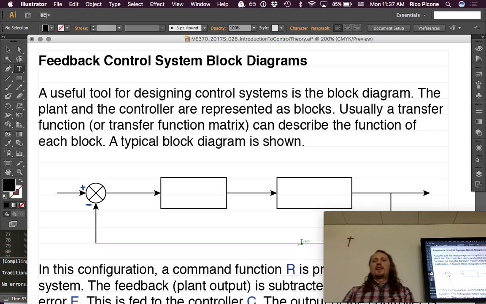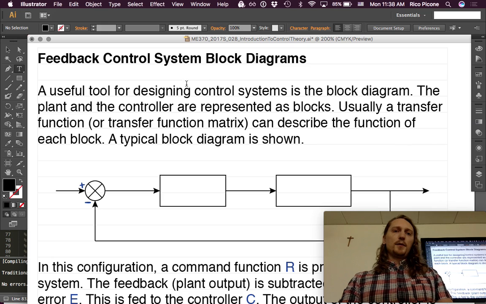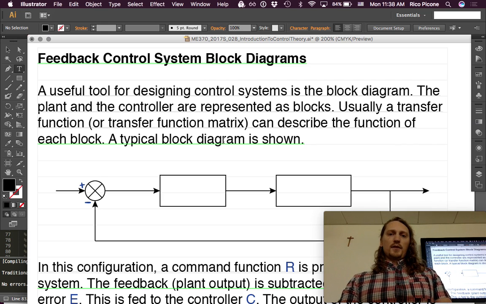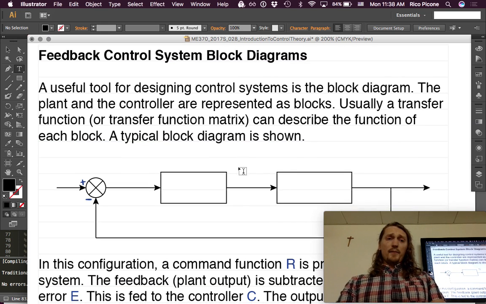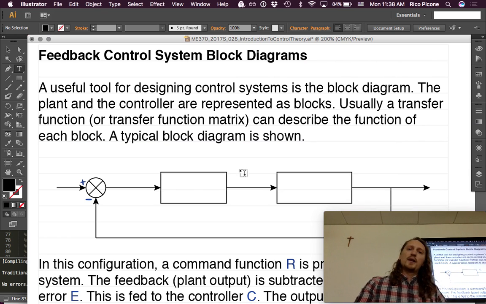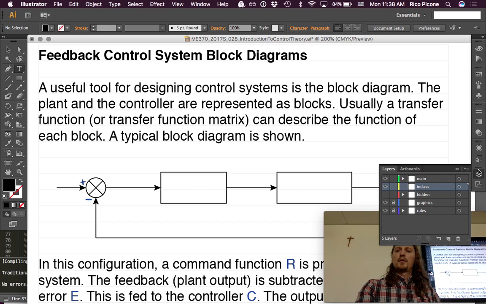Great, but this is really why we talked about block diagrams, is that control systems are almost universally represented in block diagram form, okay? And this is where it becomes really useful and very powerful. So, a useful tool for designing control systems is a block diagram. The plant and the controller are represented as blocks, okay? And I'll label them on here.